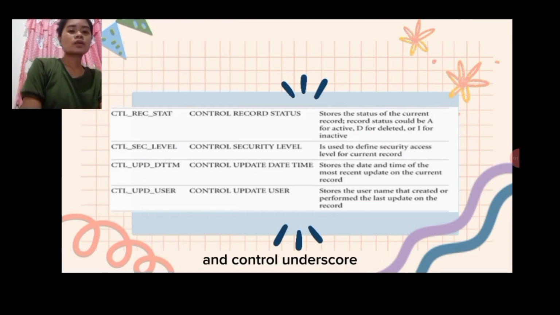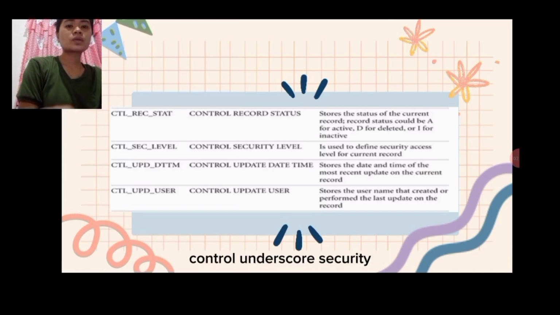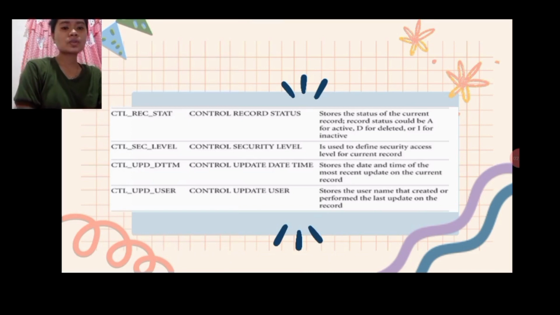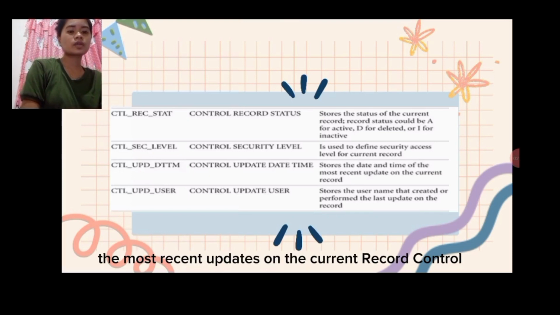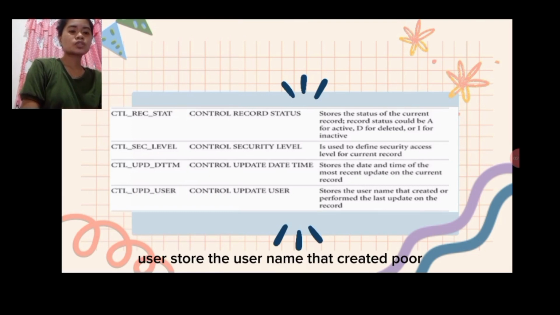Control_record_status stores the status of the current record. Record status could be A for active, D for deleted, or I for inactive. Control_security_level is used to define the security access level for the current record. Control_update_datetime stores the date and time of the most recent update on the current record. Control_update_user stores the username that performed the last update on the record.